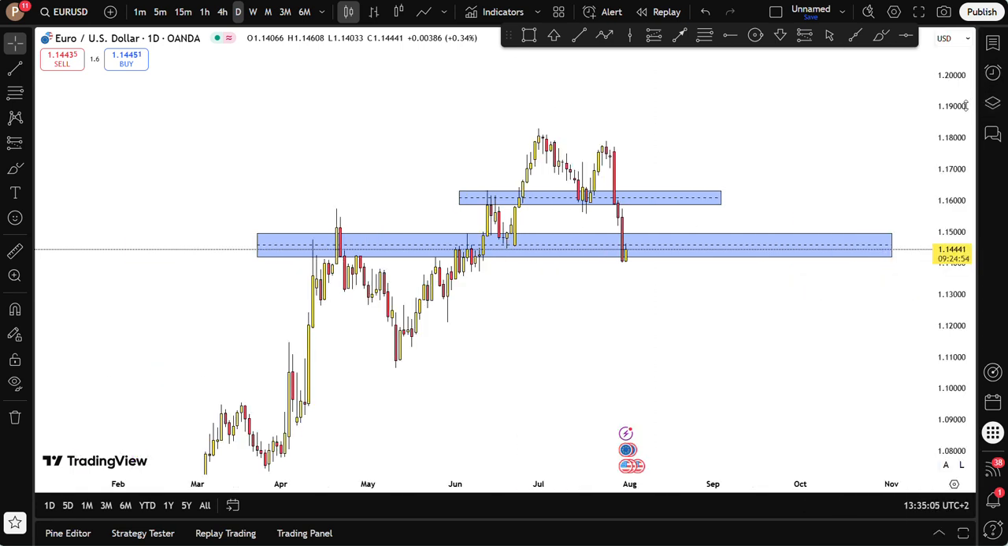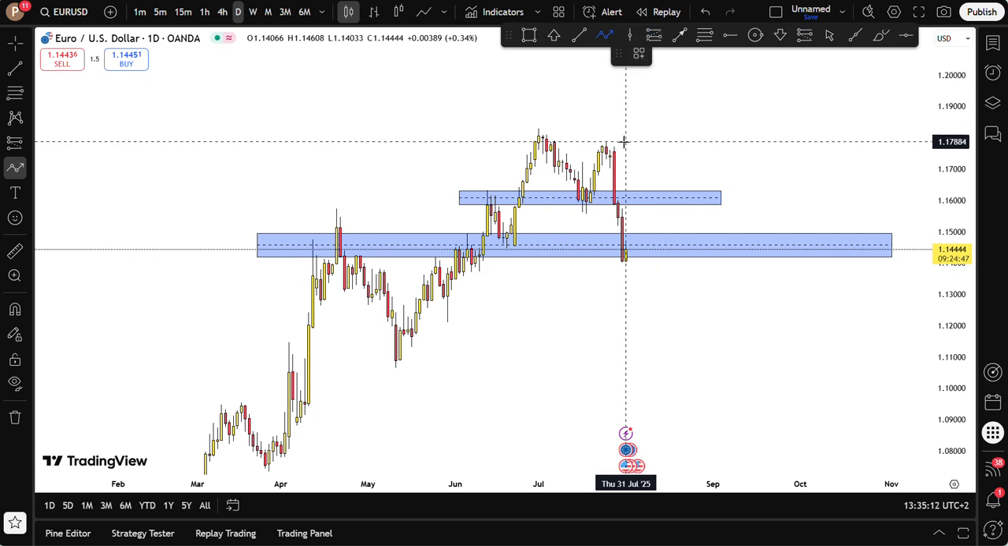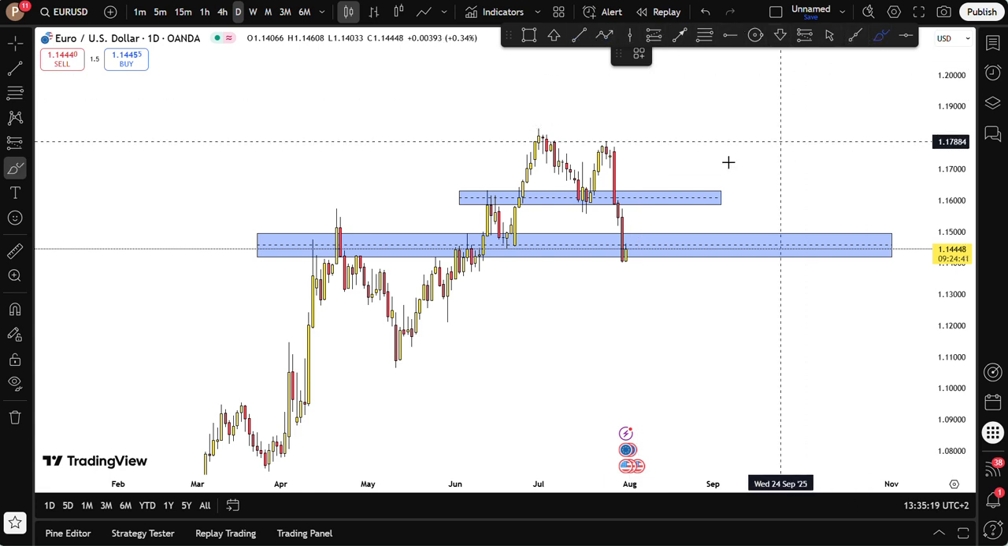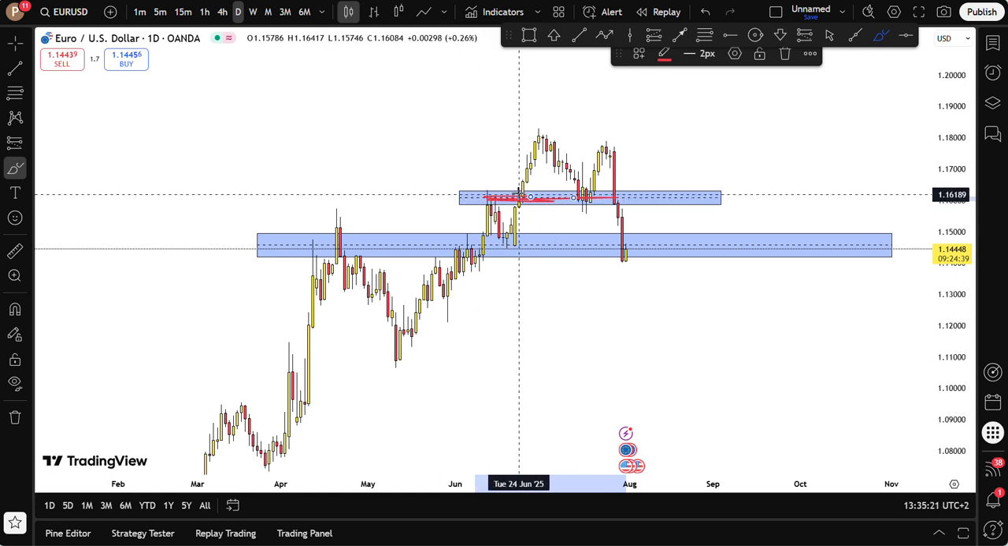And what can we notice? On this time frame, we can see that price is clearly in a downtrend. It's clearly in a downtrend because it broke this level of structure here.